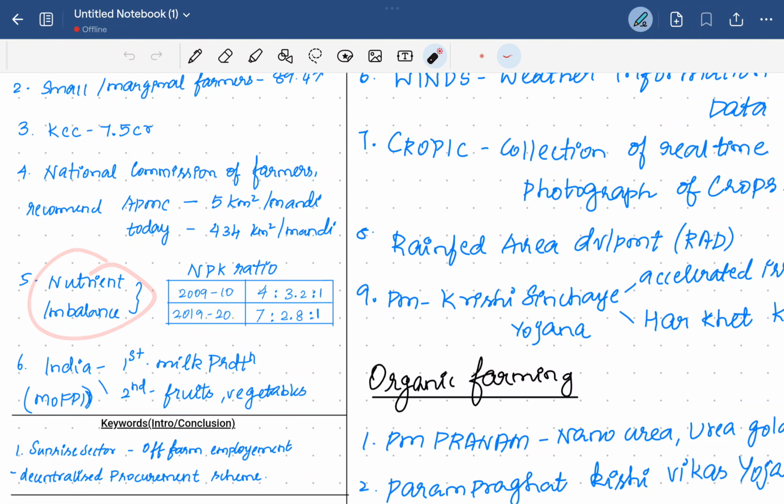Then nutrient imbalance: the plant primarily requires some nutrients like nitrogen, phosphorus, then potash. These three are the major nutrients or minerals required for the plant. In 2009 to 2010, the ratio was around 4:3:2:1 for NPK. But in 2019 and 2020, the imbalance ratio has risen to around 2.8:1.